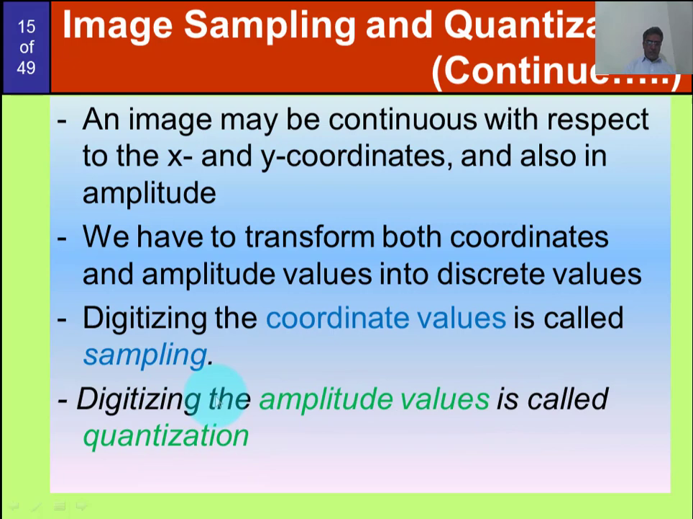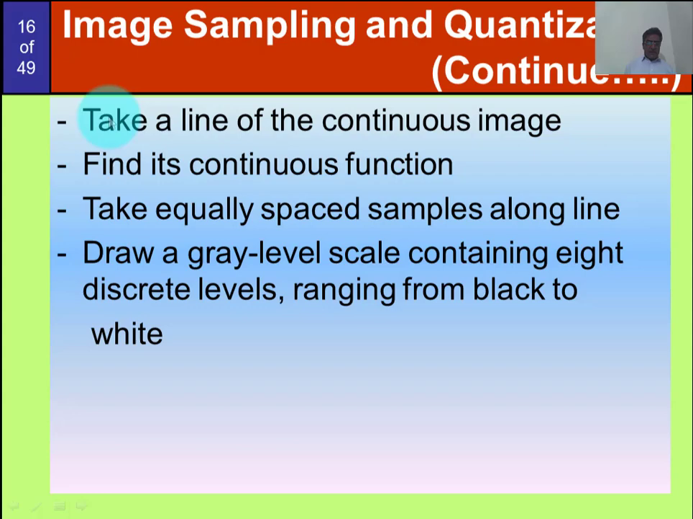Here see that there are 4 points. Take a line of a continuous image, find its continuous function, take equally spaced samples along the line, and draw a gray level scale containing 8 discrete levels ranging from black to white. 8 discrete levels of color.